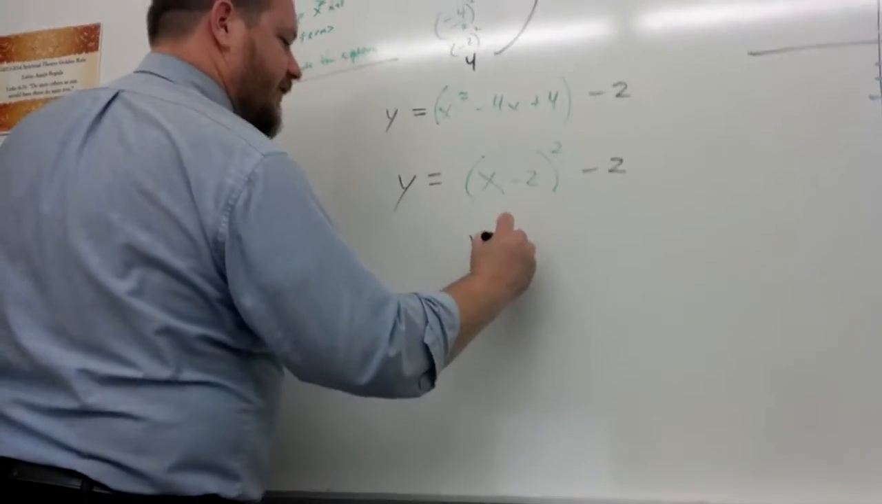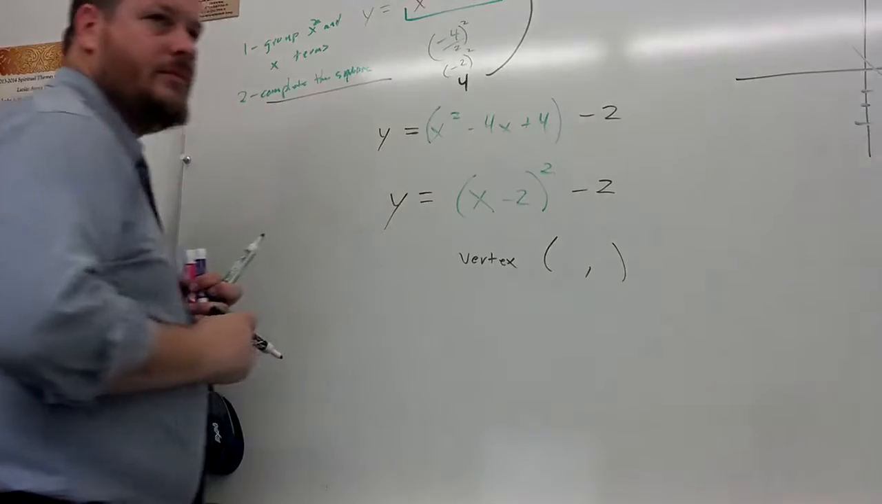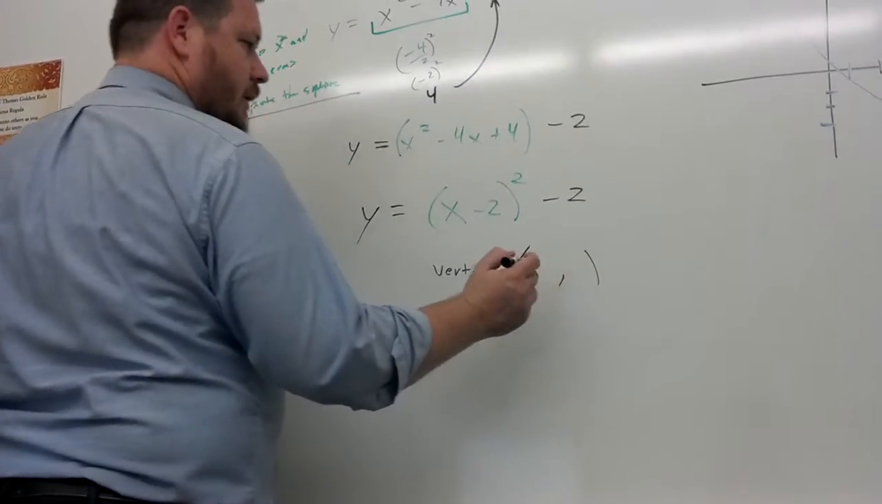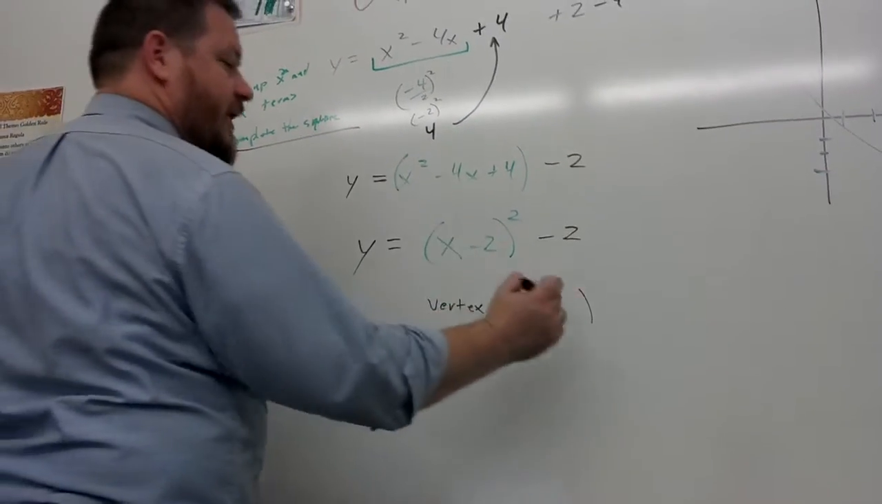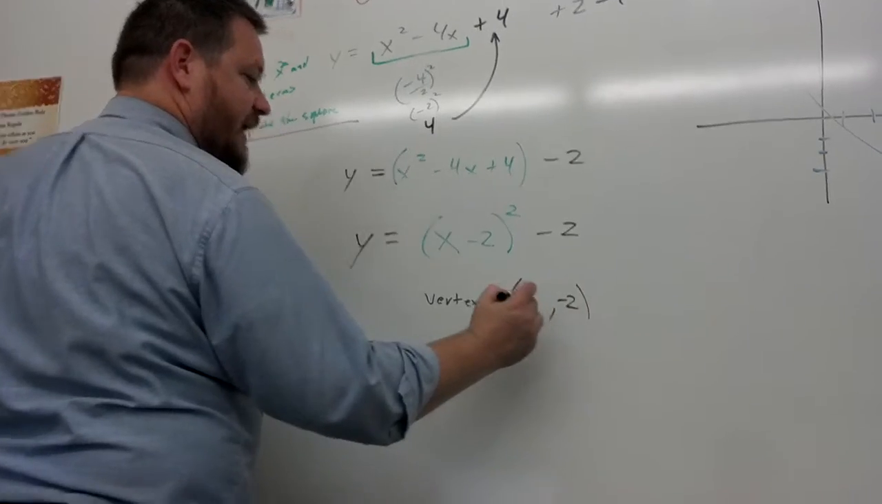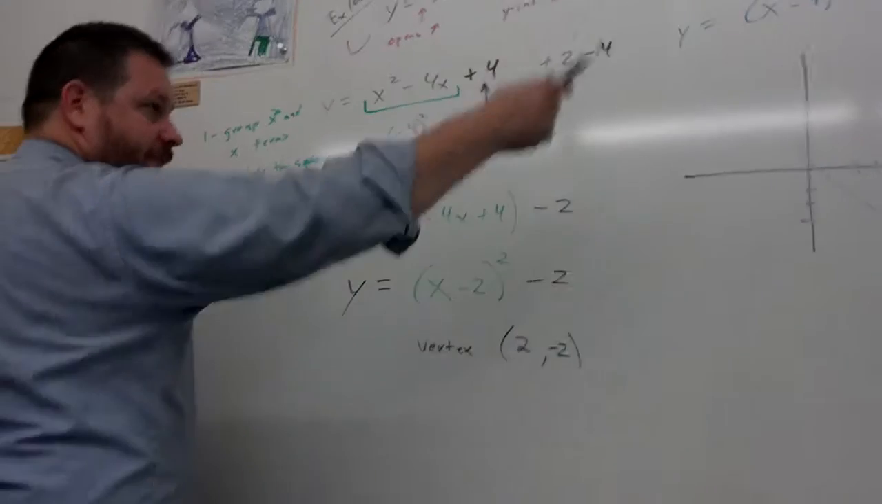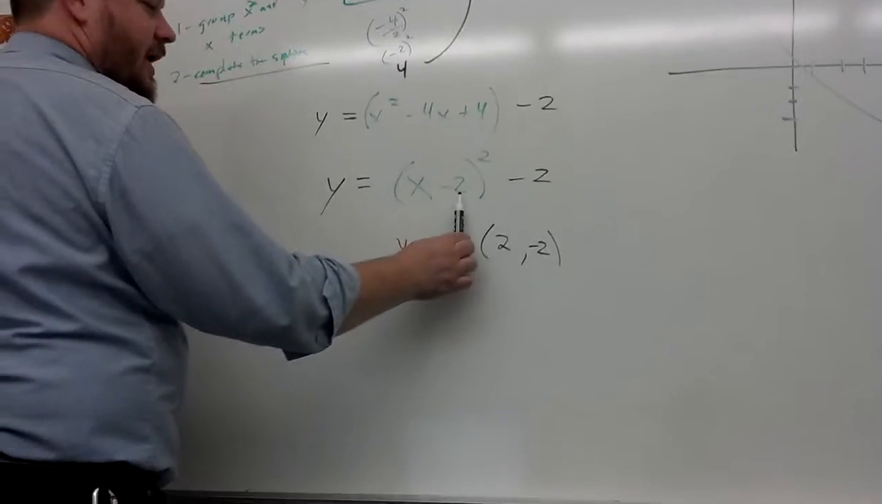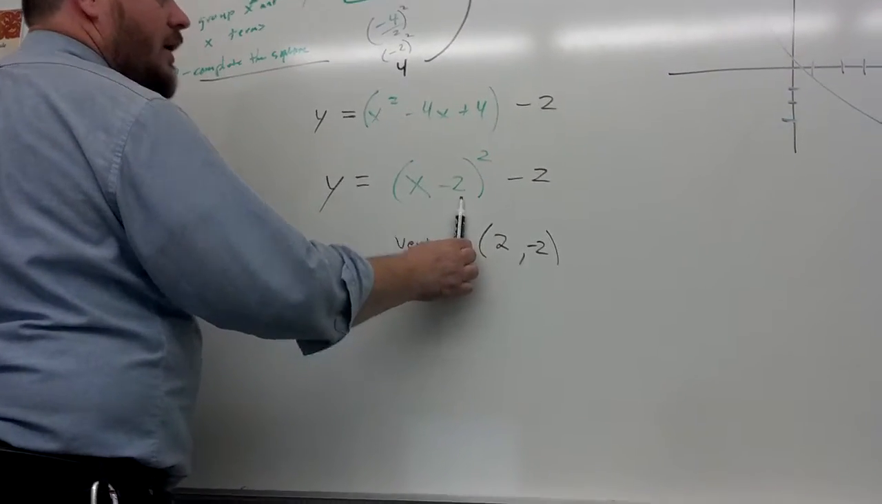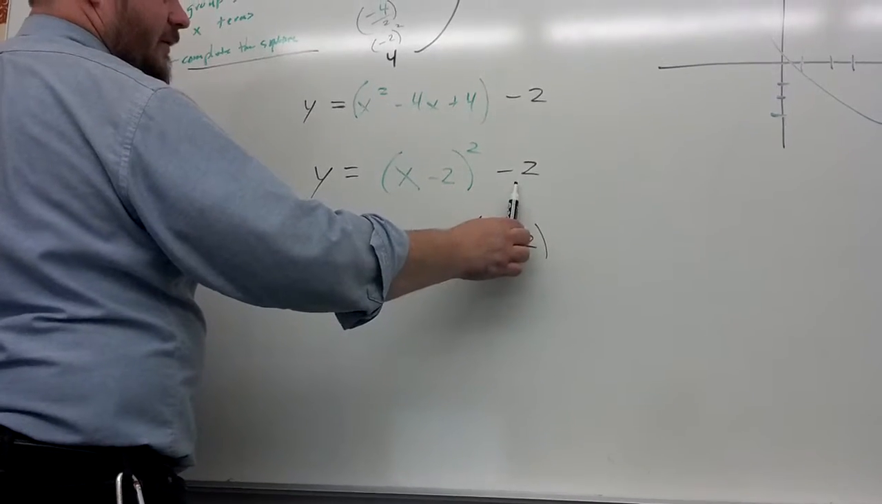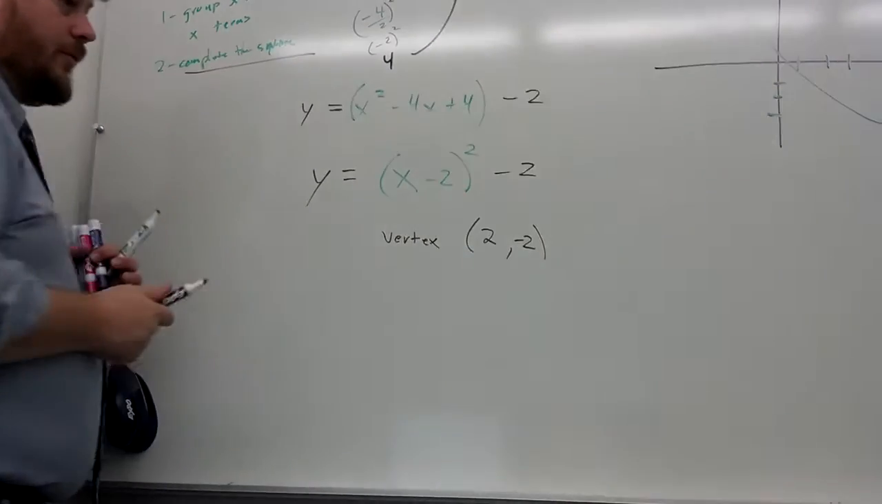Well, the vertex is a point which has coordinates. Hold on, let's do the easy one first. What's k? Negative 2. What's h? 2. Remember, the form is x minus h, so h is 2, and then it's plus k, so k is negative 2.